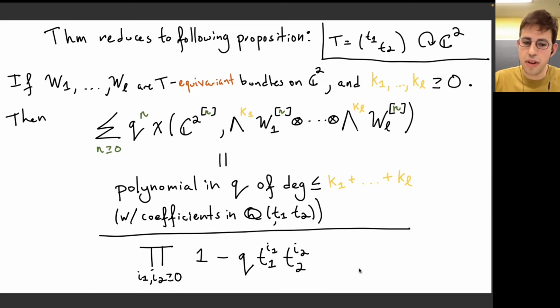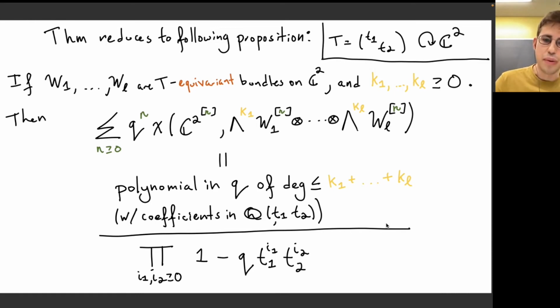So there's some kind of denominator, which one can think about as 1 minus q to the total Euler characteristic of functions on C2. And we want the numerator, again, to be some polynomial in q whose degree is bounded above by the sums of the k_i. And now, instead of just being some polynomial with integer coefficients, it's some polynomial whose coefficients are rational functions in the equivariant variables associated to my torus T1 and T2. And so we've reduced this problem to this other problem.